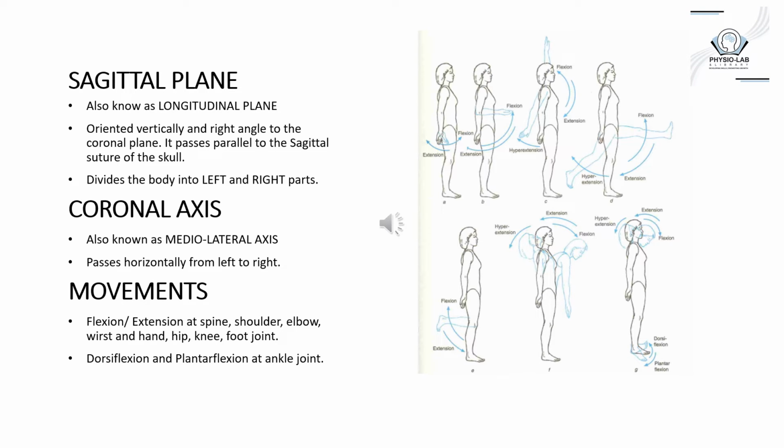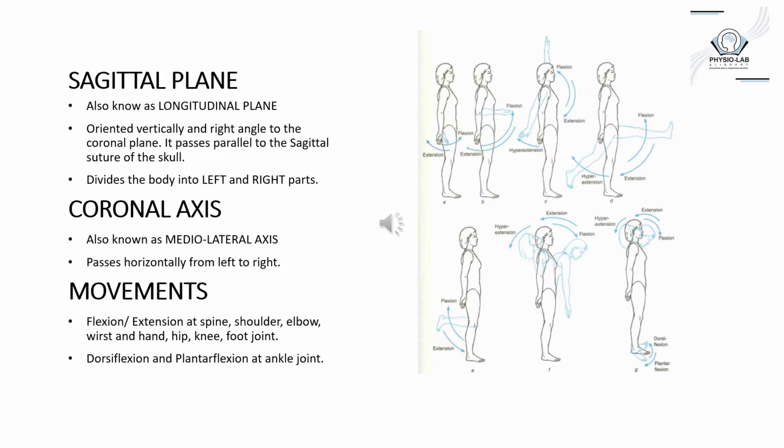Sagittal plane, also known as longitudinal plane, is oriented vertically and at right angles to the coronal plane. It passes parallel to the sagittal suture of the skull. It divides the body into left and right halves.